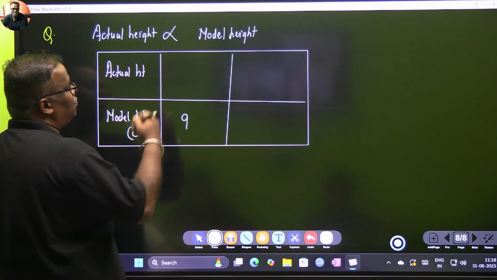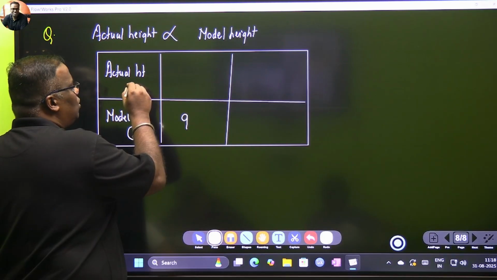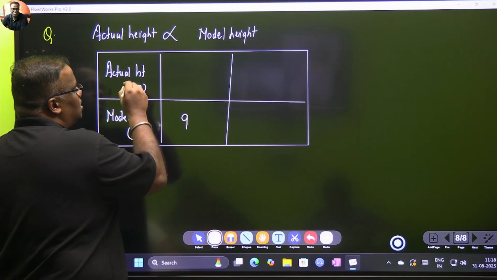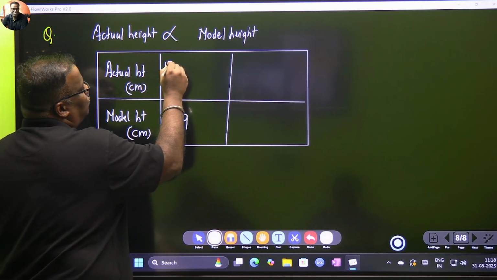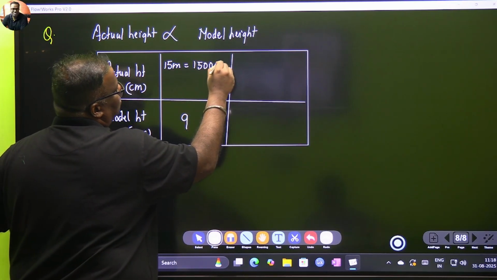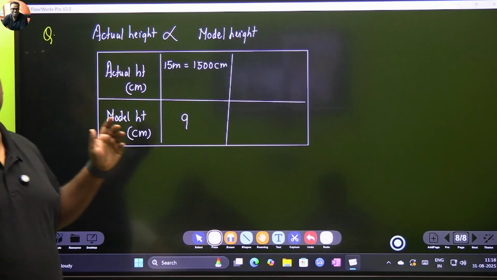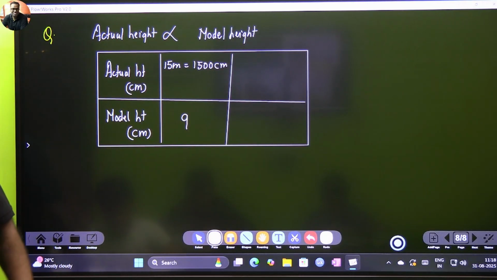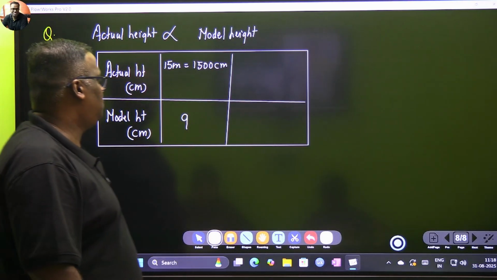While the height is 15 meters. So here also we will go with centimeters. And here we will write 15 meters is equal to 1500 centimeters. Is it correct or not? 1 meter is 100 centimeters. Have you understood? Okay, next part.